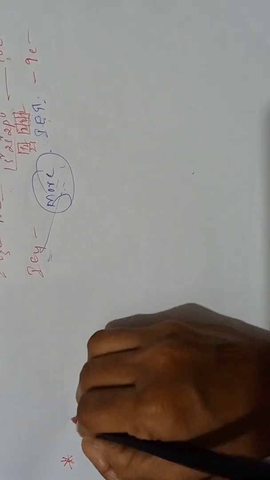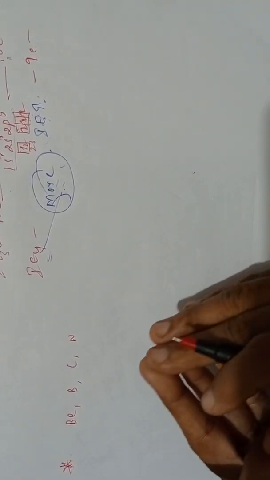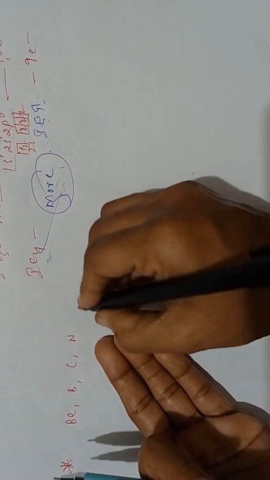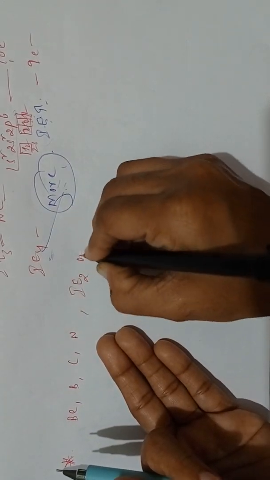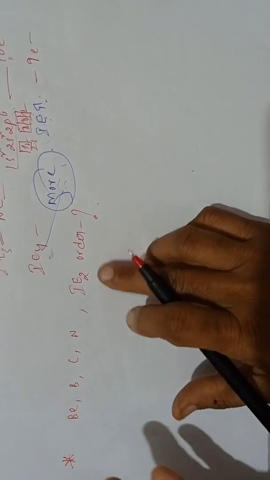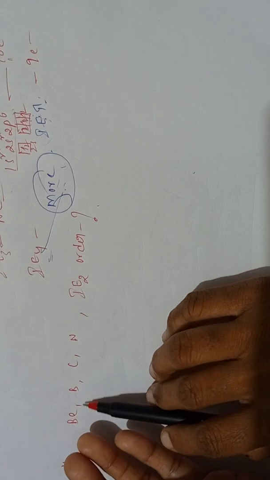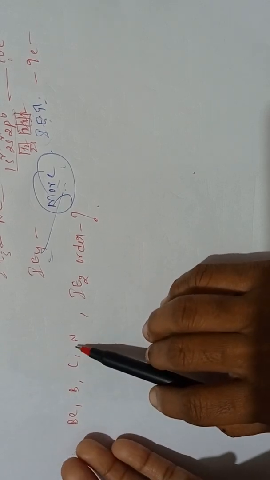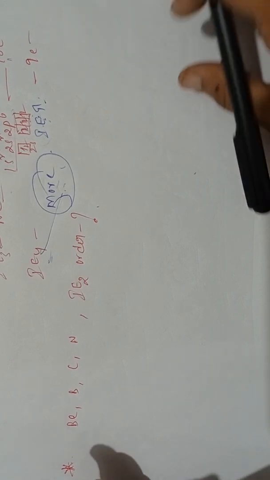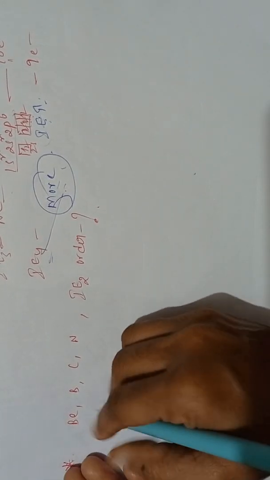Beryllium, boron, carbon, nitrogen. Now the IE2 order is being asked, students. What is the IE2 order question? Beryllium, boron, carbon, nitrogen. See students, these elements are which period elements? These are second period elements, correct? We know that in second period elements there is an exception, correct? So what is the correct order, students? Actually what is the order?